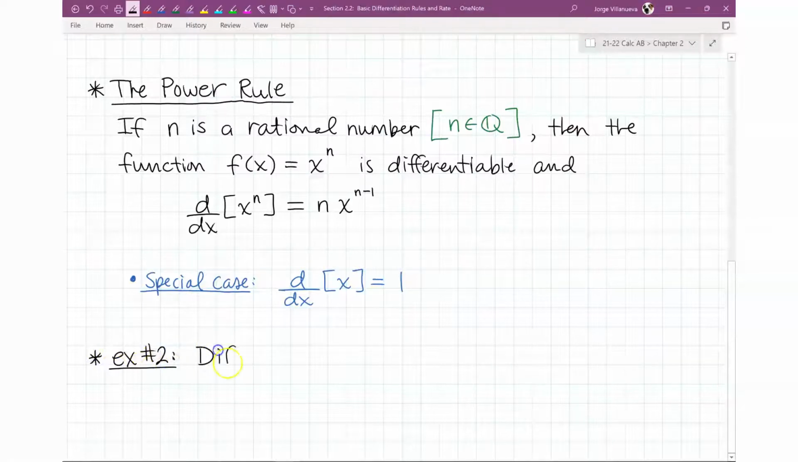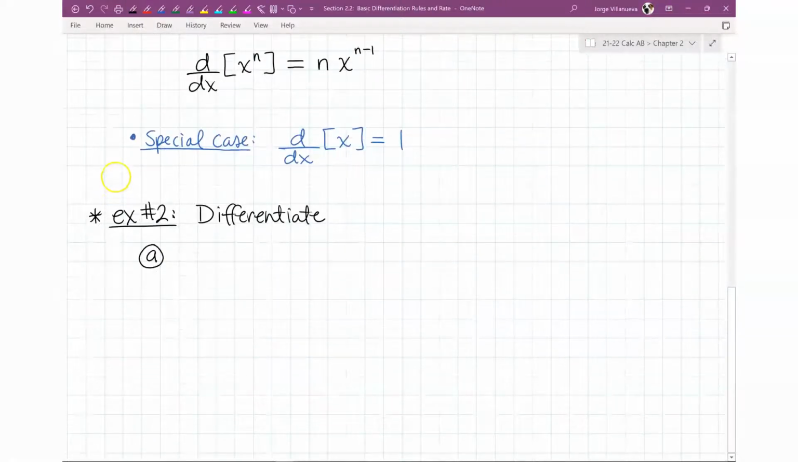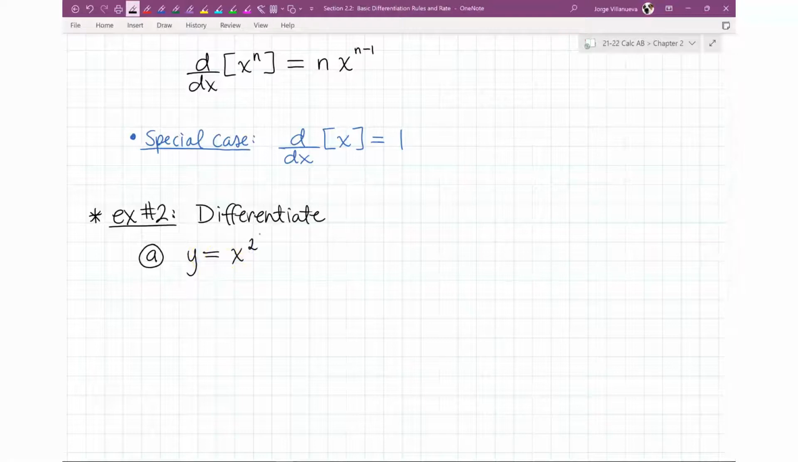So we're going to differentiate. For part A, I'll leave that there. Now there are two ways that you can write this, okay? If you're going to take the derivative of y, you can either write it like this, dy dx. In other words, I'm going to take the derivative of the function y with respect to x.